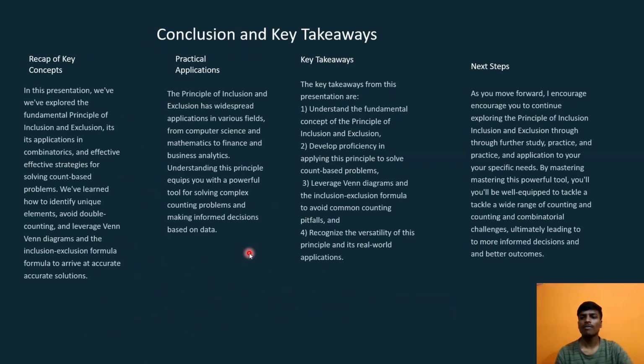As you move forward, we encourage you to continue exploring inclusion and exclusion through further study, practice, and applications to your specific needs, by mastering the powerful tools, etc.